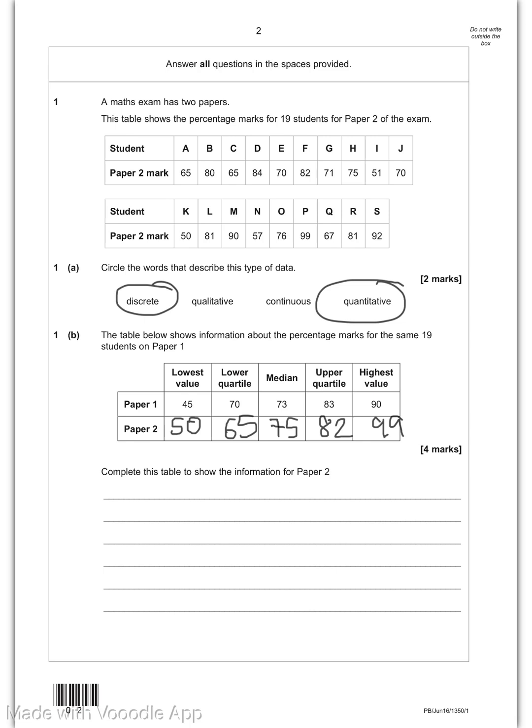So looking at that already, I can see that paper 2 had a higher median and a higher highest value and a higher lowest value. But we're going to do more of this comparison in the next part of the question, because we're going to draw some box plots.